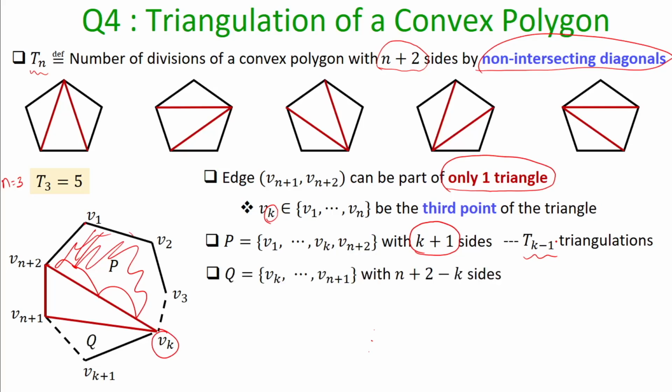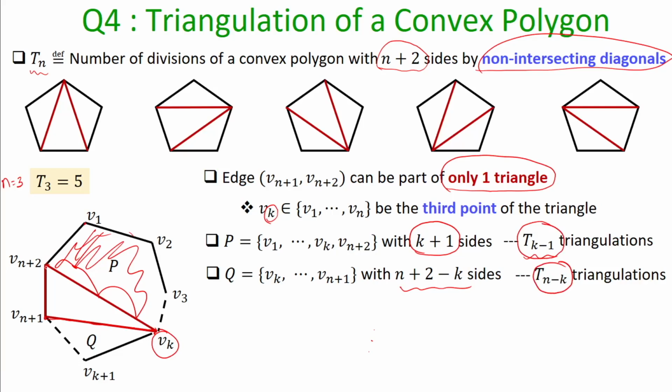The other polygon is the polygon Q, which will have n plus 2 minus k sides. The starting vertex will be Vk and the side Vk comma Vk plus 1. Then the next side will be Vk plus 1 comma Vk plus 2, and so on all the way to the vertex Vn plus 1, and the last side being Vn plus 1 comma Vk. As per my definition of T of n, the number of ways of triangulating Q is T of n minus k.